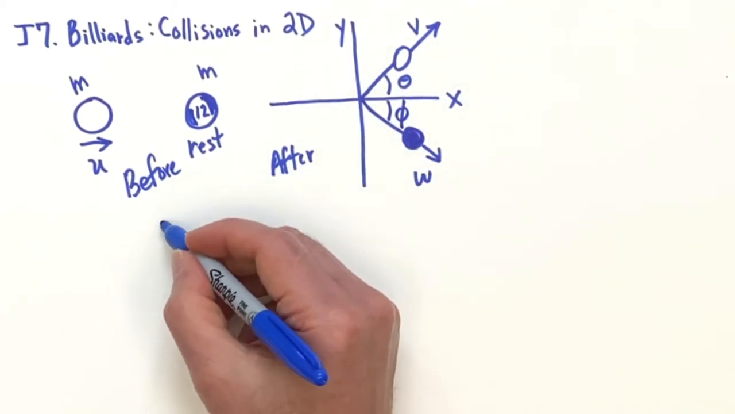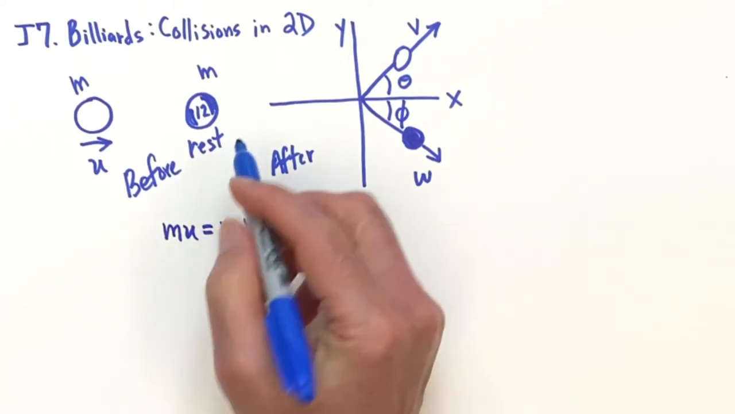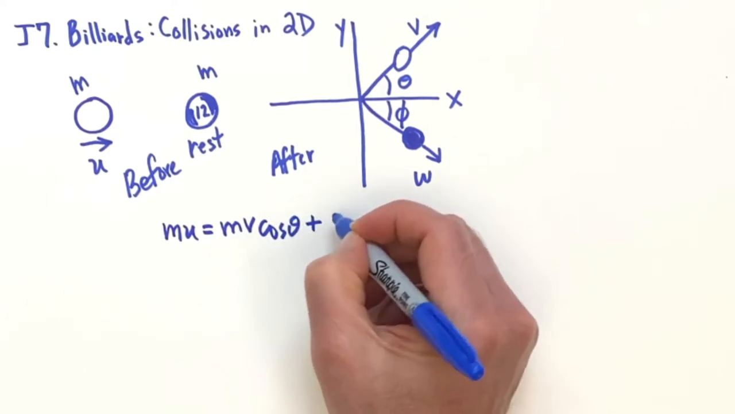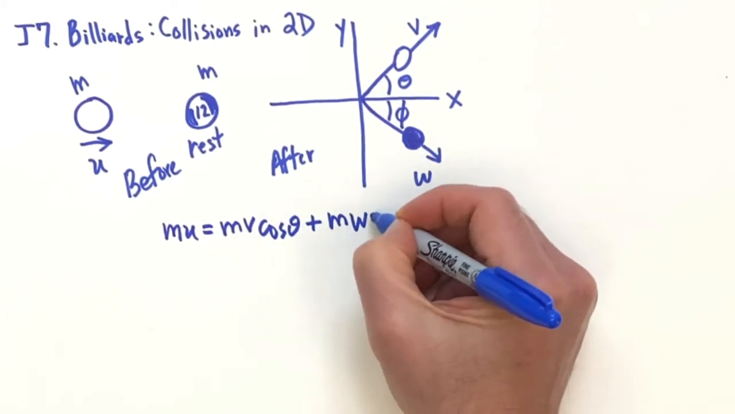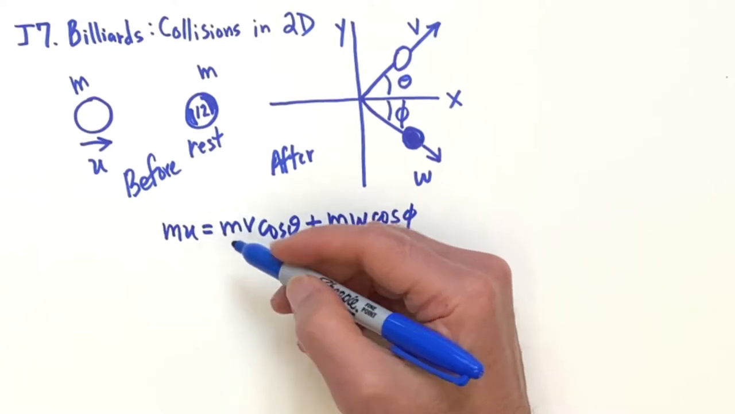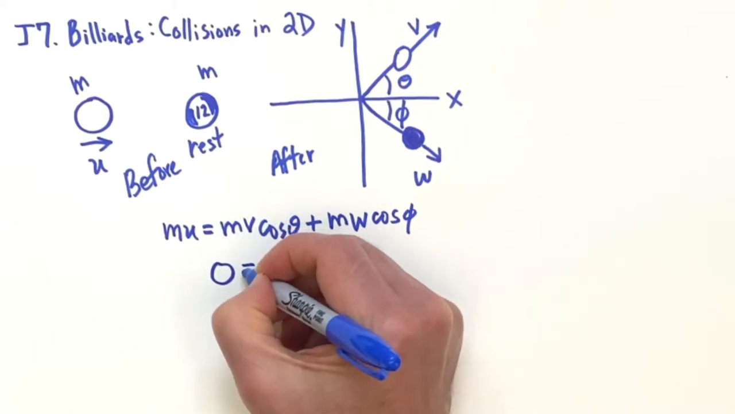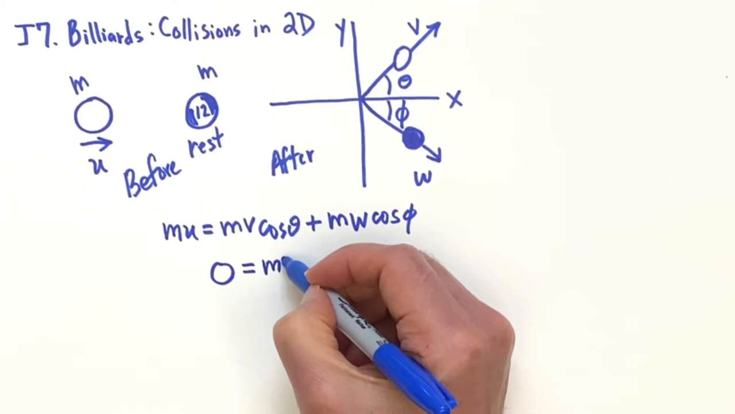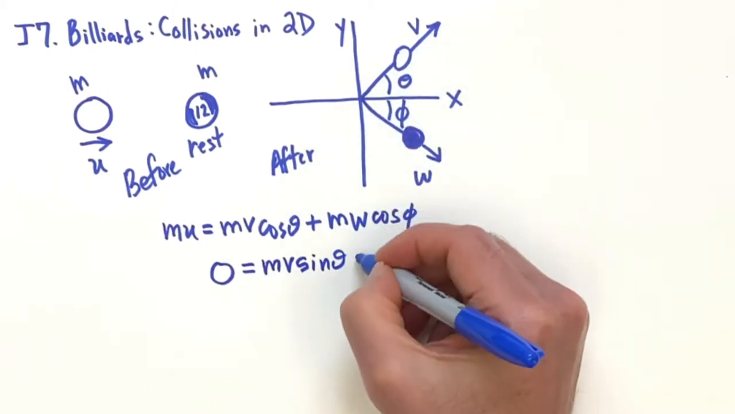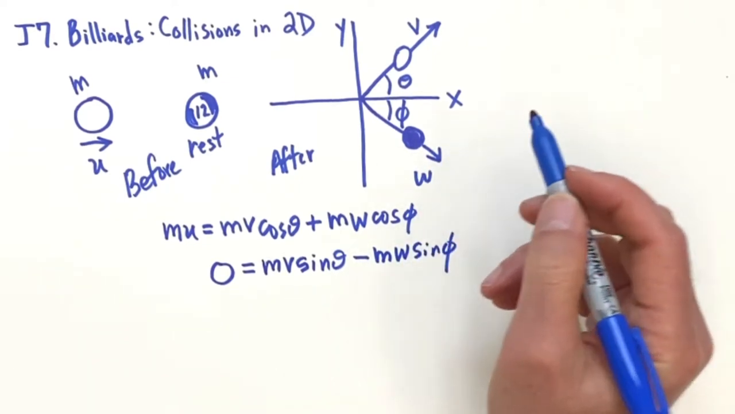So the conservation of momentum says mu is equal to mv cosine of theta, this would be in the x direction, plus mw cosine of phi. And then for the y, there's no momentum in the y direction, so that's zero. And over here, we have mv sine of theta going up, and then minus mw sine of phi going down.